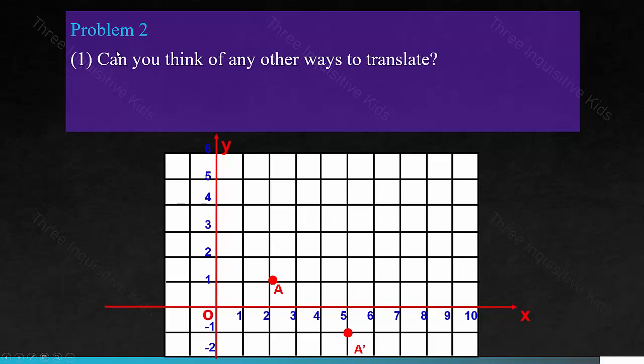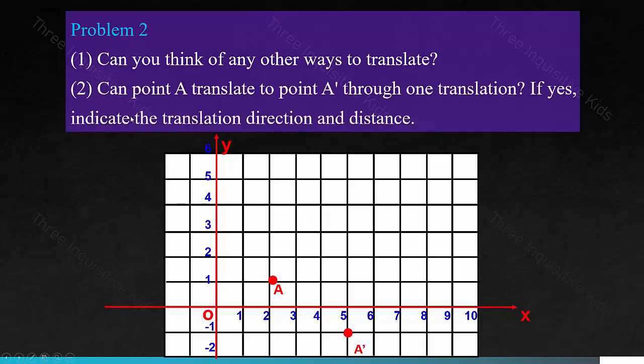Can you think of any other ways to translate this point? And can point A translate to point A prime through just one translation? If yes, indicate the translation direction and distance. Well, instead of going down first and then going right, you could first go right and then go down. And how would you find the translation distance?